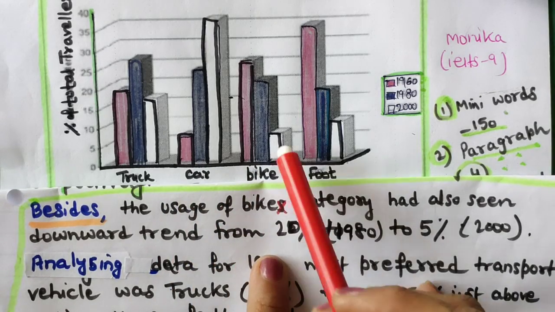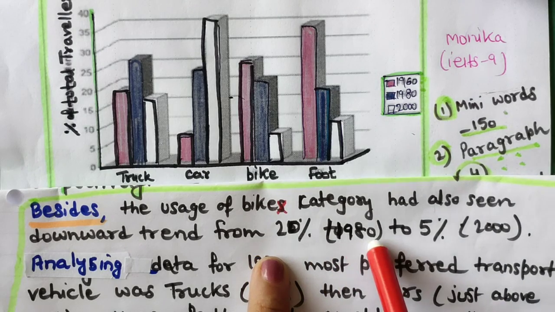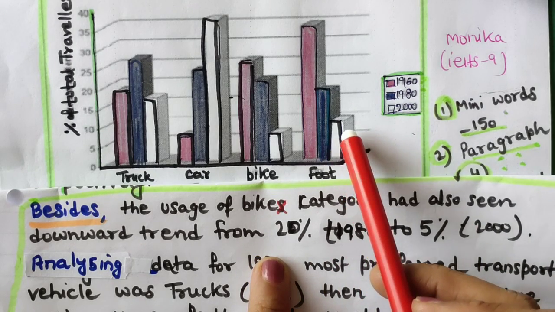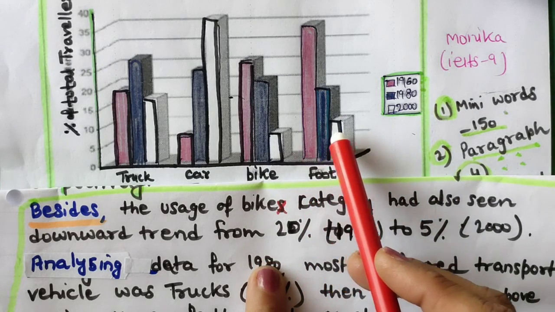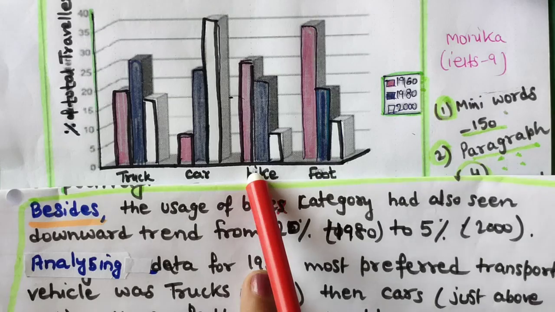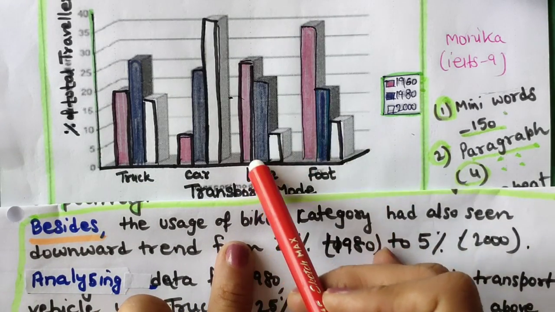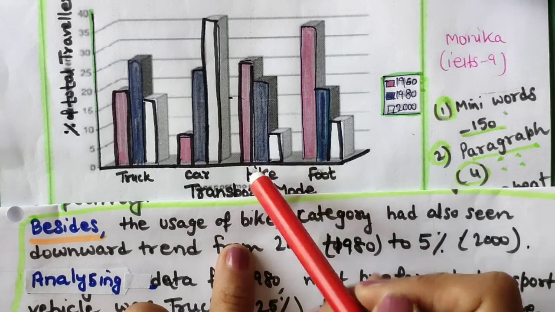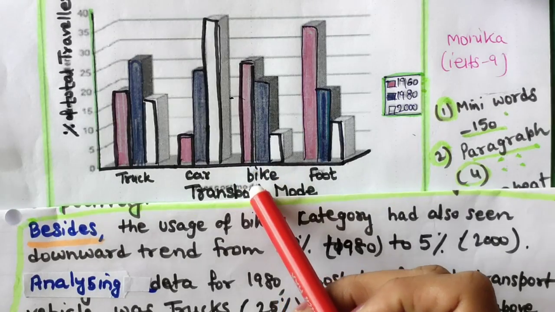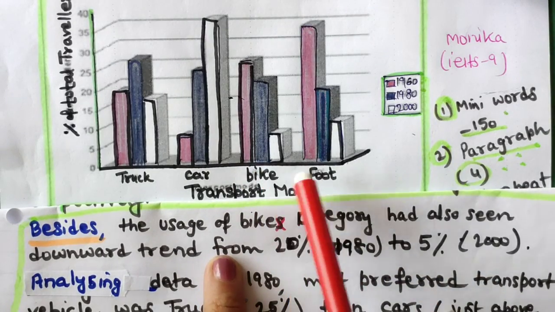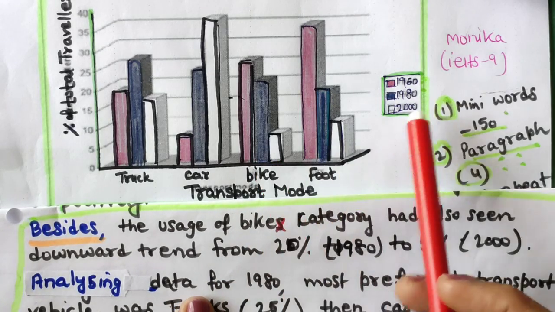Downward trend from 20%, this is around 20%, and in 1980 to 5%. So bikes are, no, how is it 5%? Bikes, yes, 5% is this. Here all three bars relate to bikes only, but this year is different. So here we have described both the years. Now the actual analysis of the detail about 1980, I have started.